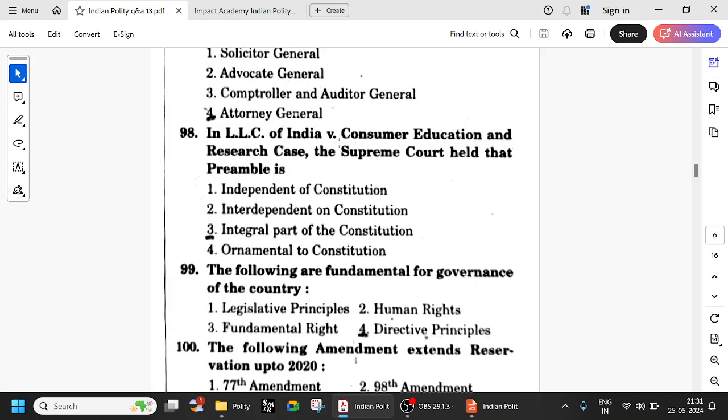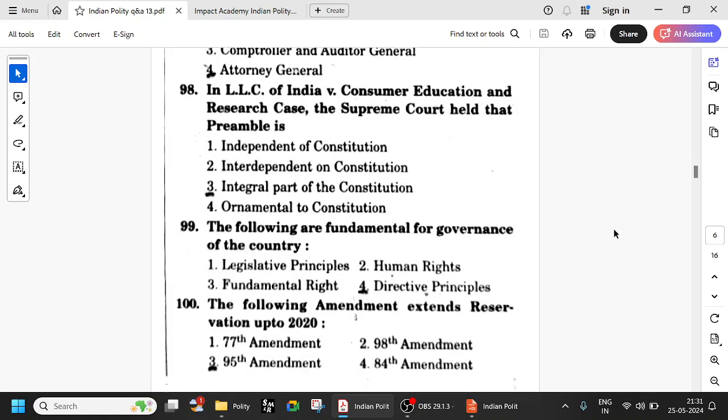So in the LIC of India versus Consumer Education and Research case, Supreme Court held that preamble is an integral part of the Constitution. So in the Berubari Union case, it said preamble is not an integral part. In the LIC of India versus Consumer Education case, it said preamble is an integral part of the Constitution.